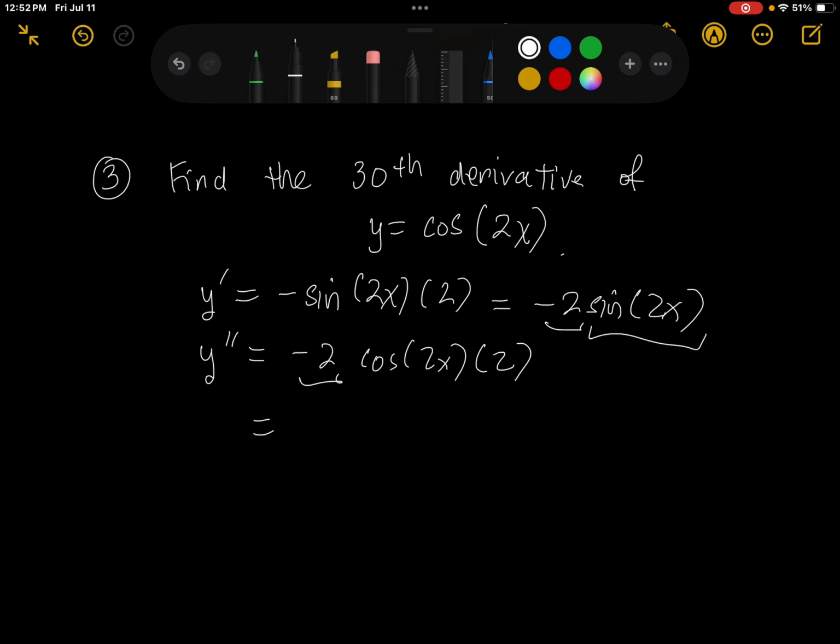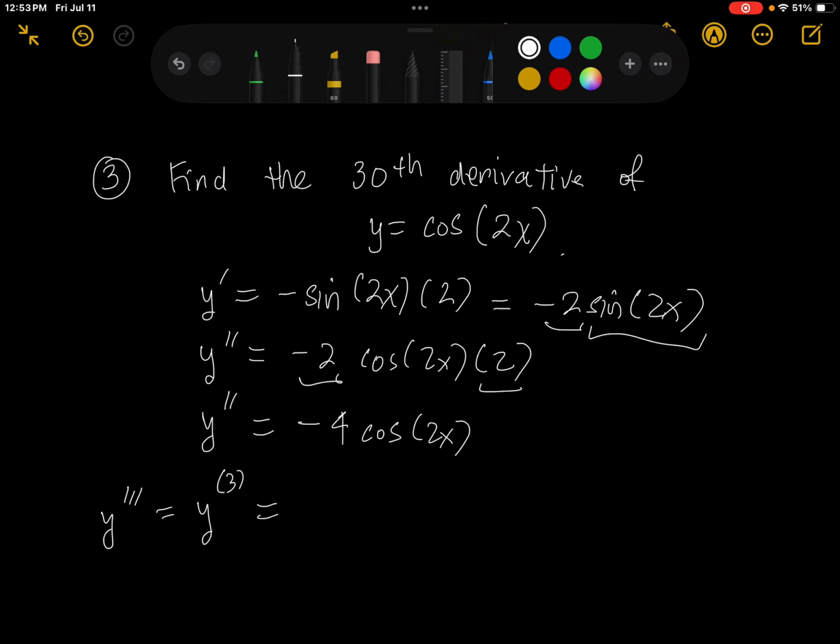So, can I simplify this at all? Yes, because I have a negative 2 times 2 here. Negative 2 times 2 is negative 4. So I get negative 4 times cosine of 2x. That's the second derivative. What about the third derivative? For these higher derivatives, you usually put a parenthesis and a number for how many times you're taking the derivative. So this is the third derivative. You could use y with 3 of these marks. That's also correct.